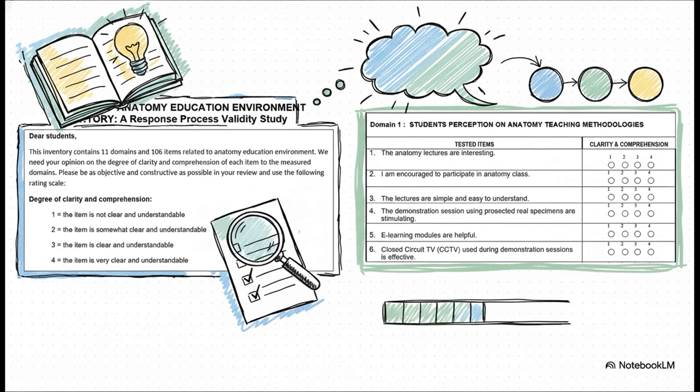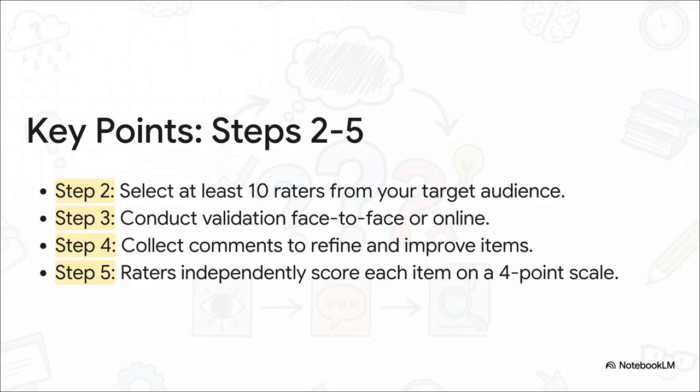So step 1 is all about getting prepared. You're going to create a validation form, kind of like the one you see in this example. Notice how the instructions are super clear. They explain the whole task and the 4-point rating scale for clarity and comprehension. And then, right below that, each item is laid out ready to be reviewed. Okay, let's keep things moving. For the next few steps, you'll need to select at least 10 raters, and they have to be from your target audience, not a bunch of experts. Then you can run the validation either in person or online, ask for specific comments to help you improve the wording, and then have them score each item using that 4-point scale.